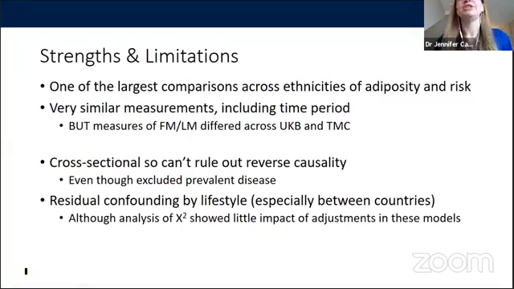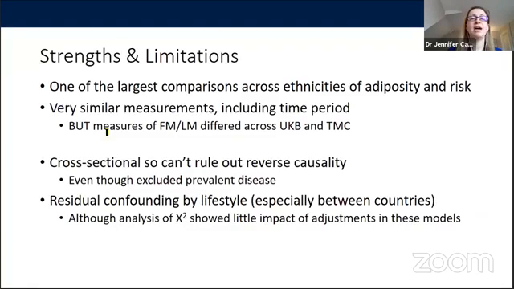So, strengths and limitations. Overall, hopefully you can all appreciate this has to be one of the largest comparisons across ethnicities of adiposity and risk, probably around the globe. Very few people have these measurements on such large groups of participants. So it's really exciting to start looking at these associations more reliably with so much data. Another strength that's fantastic between the UK Biobank and the Malaysian cohort is they have very similar measurements, including the time period when they were taken.